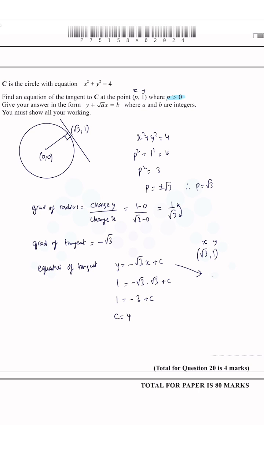So if I go back to my equation and rewrite it now, c is equal to 4, so y is equal to minus root 3 x plus 4. I have to see what the question asked, and the question wanted me to write it in this format over here. So I add the root 3 x to both sides, and I get y plus root 3 x equals 4. And that is my answer in the way that they wanted, where a and b are integers. a is equal to root 3 and b is equal to 4.